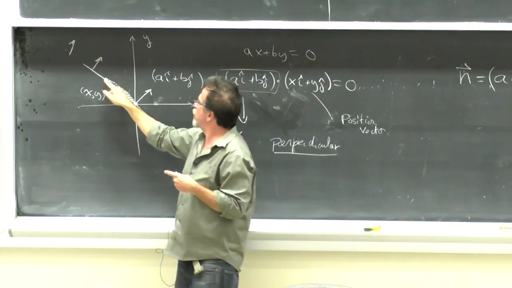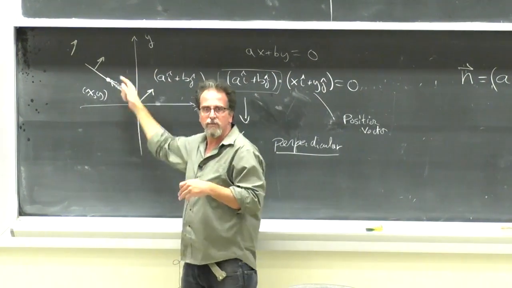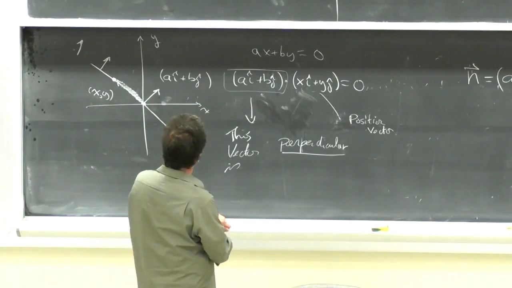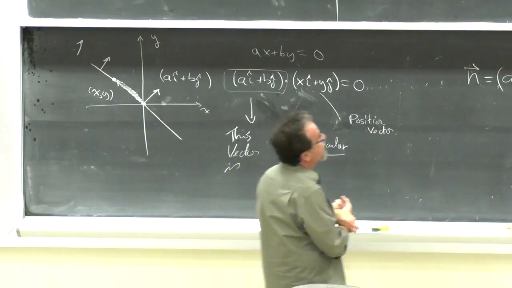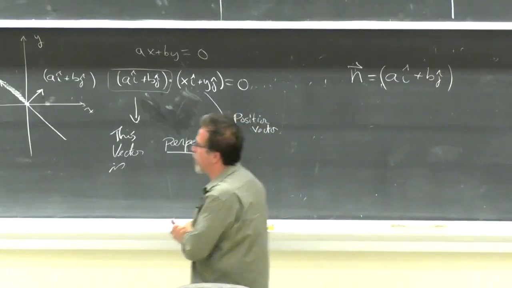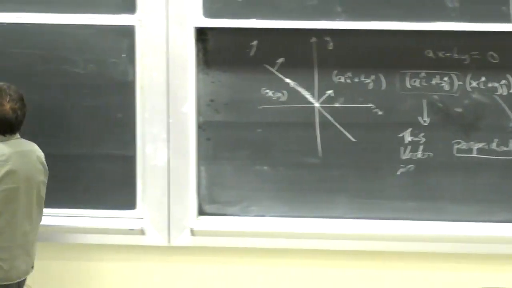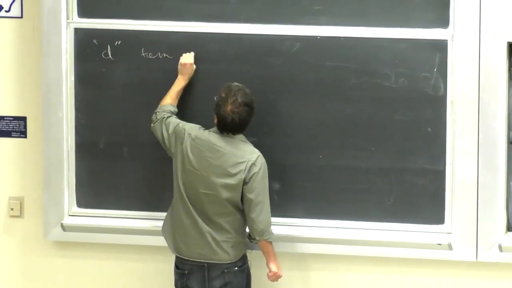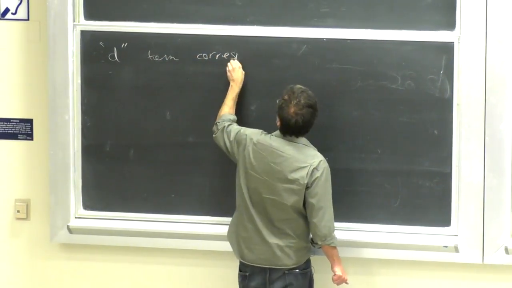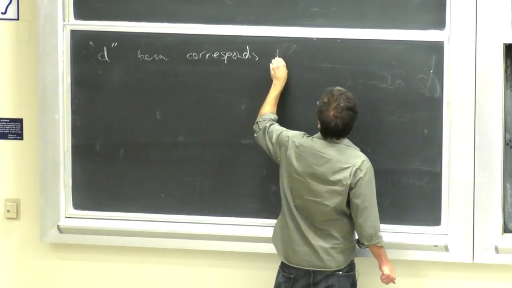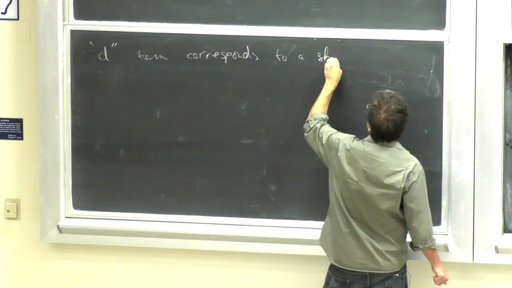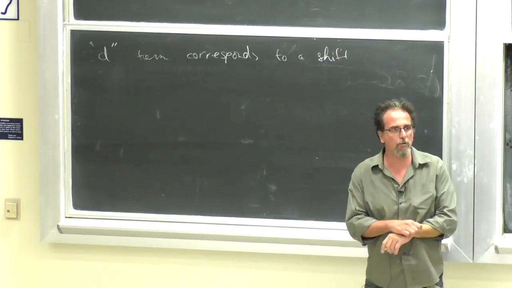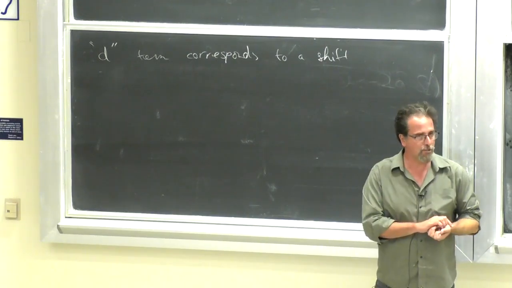And so I should be able to show you that negative a and 1 over b fits that description, but it does, so there you go. It's perpendicular. The other term, the d term, just to point out what the d term corresponds to, corresponds to a shift, okay?